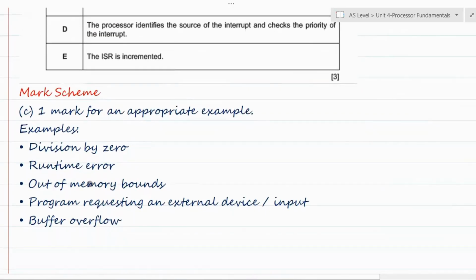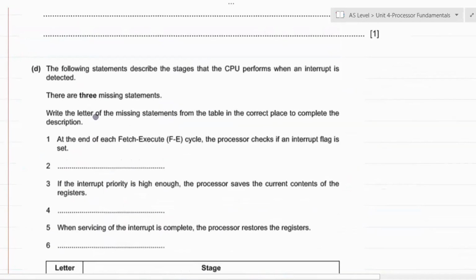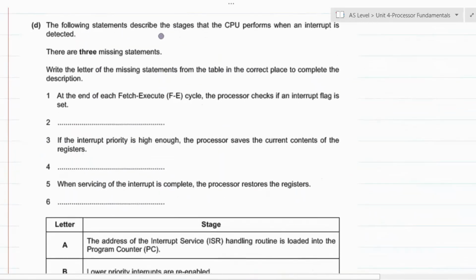So if you have written any one of these: division by 0, runtime error, out of memory bounds, program requesting an external device, input, buffer overflow. All these are examples of software interrupts. I hope this was the first option that came to your mind also, because we have just covered this in this video. Next question is, the following statements describe the stages that the CPU performs when an interrupt is detected.